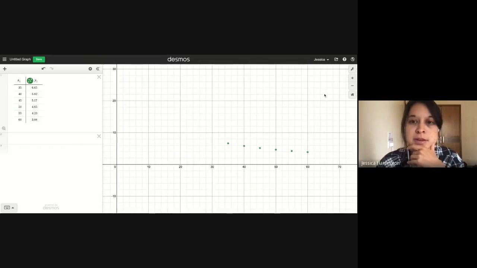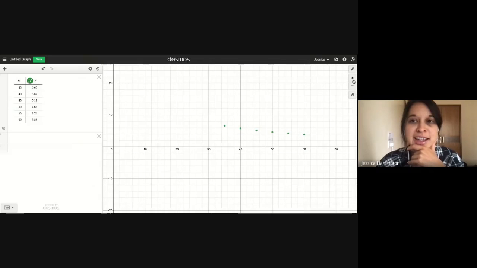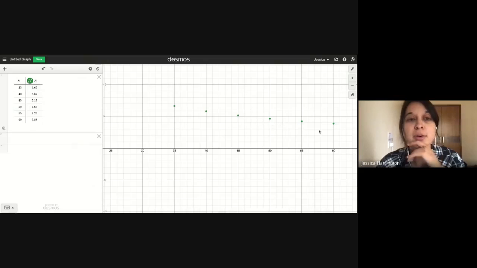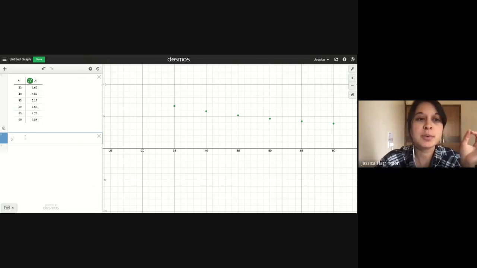There they are. Oh, so I'm looking at this and it looks like a negative association, right? These green points are going down as I go along the x-axis. So here is this really cool thing you can do to find the best fit line on Desmos. You would just type your y and you type this squiggly line, which for me is above my tab.